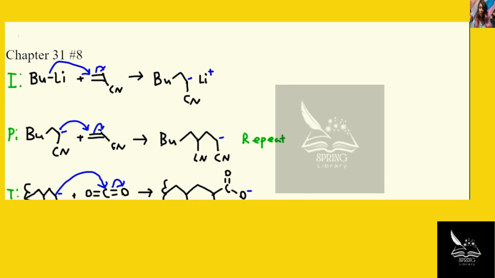So remember, these anionic polymerizations, you're going to have an initiation, a propagation, and a termination. And in this case, we were given an initiator and a terminating agent to use. And so that's the answer.